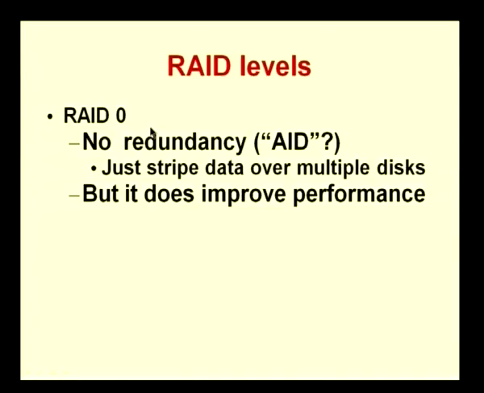When we talk of RAID, we talk about different RAID levels. There are different types of redundancy that can be provided with the help of these RAID systems. We talk about different levels, level 0, 1, 2, 3 and so on. Level 0 is no redundancy, but helps to improve performance because you have multiple disks.